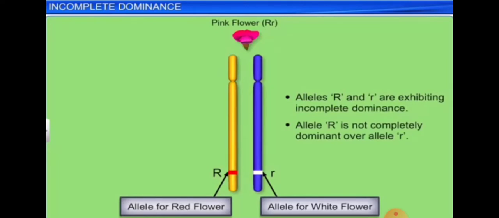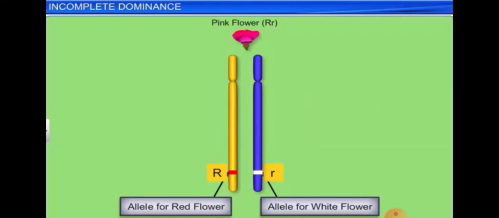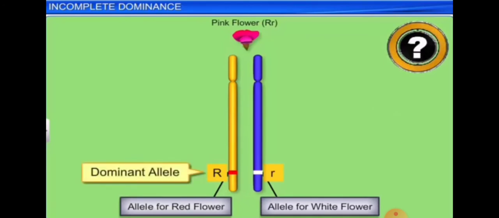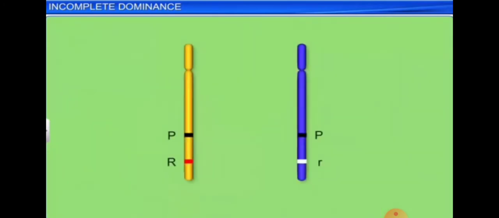So the alleles are exhibiting incomplete dominance, which is a form of intermediate inheritance, where one allele for a specific trait is not completely dominant over the other allele. But why are some alleles dominant while others are recessive? Now we will have this doubt. So let us understand this by studying the functioning of the gene.